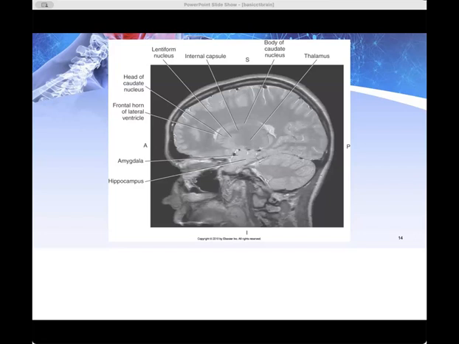Deep in the temporal lobe is another area of cortical gray matter termed the insula, or island of Reil, often referred to as the fifth lobe.